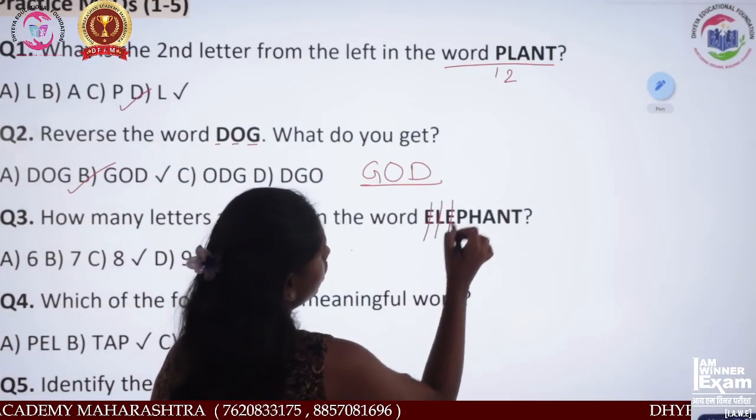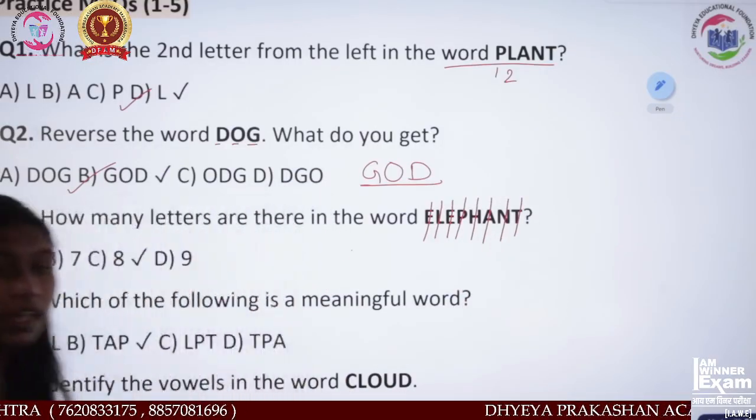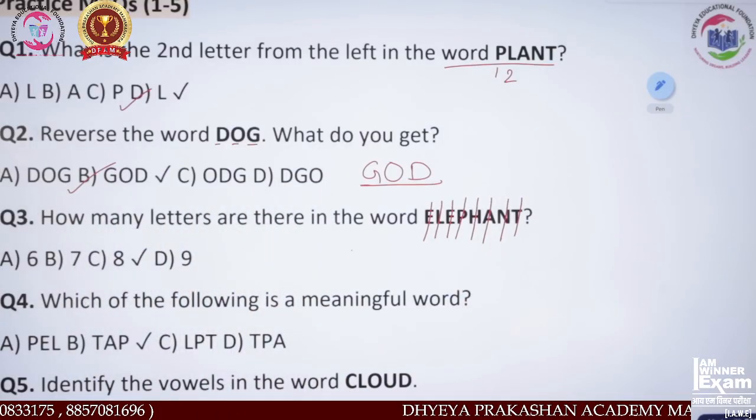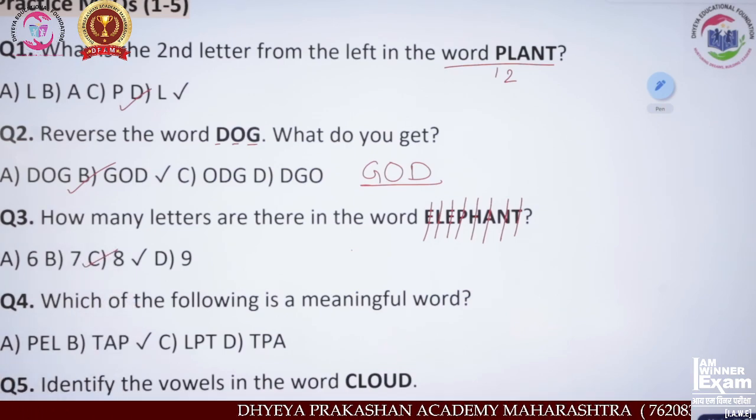1, 2, 3, 4, 5, 6, 7, 8. So there are a total of 8 letters in the word elephant. So the correct option will be option C, that is 8.